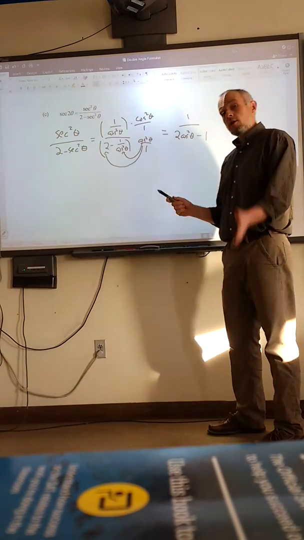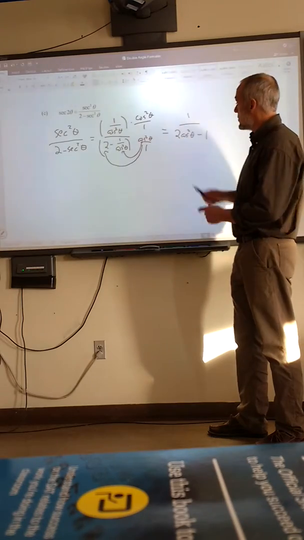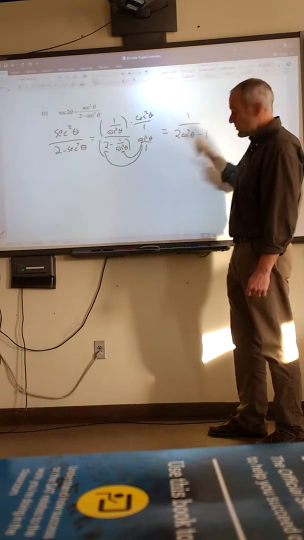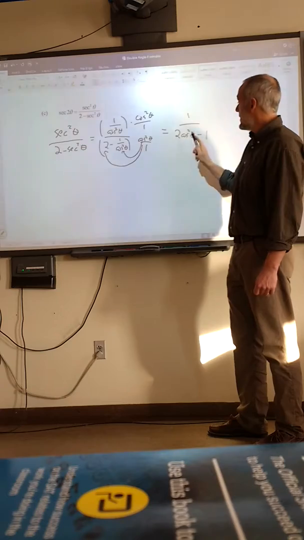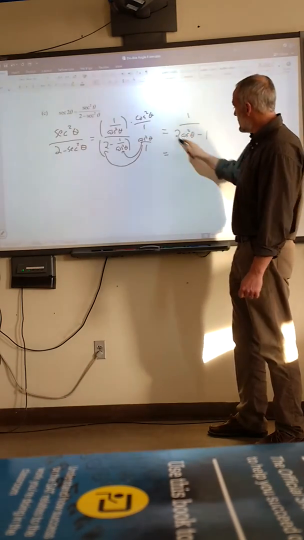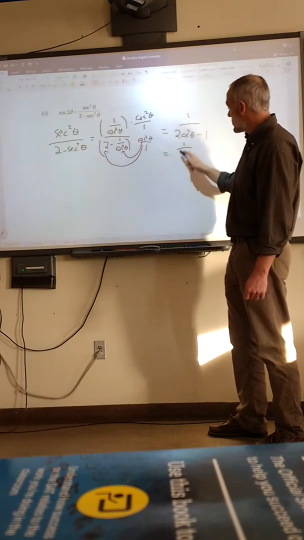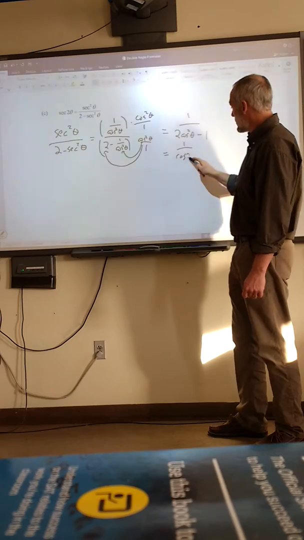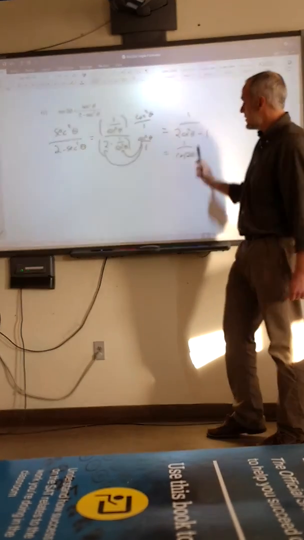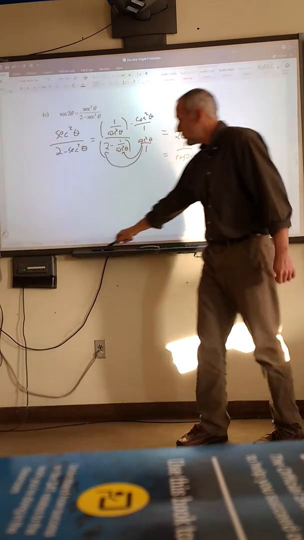Now if you go and look at your double angle formulas for cosine, you will see that there are 3 versions of the cosine double angle formula. Cosine squared minus sine squared, and then there's this one, 2 cosine squared theta minus 1. So this is one of your versions of the double angle formula for cosine. It is 1 over the cosine of 2 theta, which of course therefore is the secant of 2 theta.